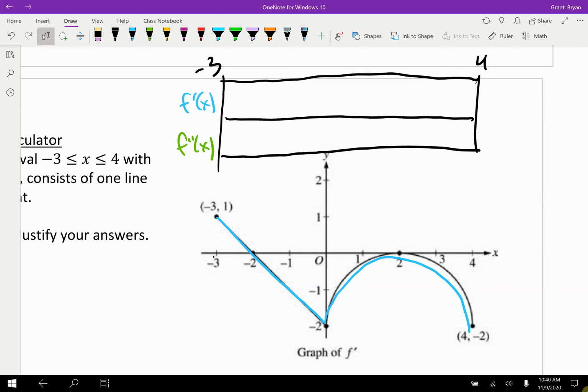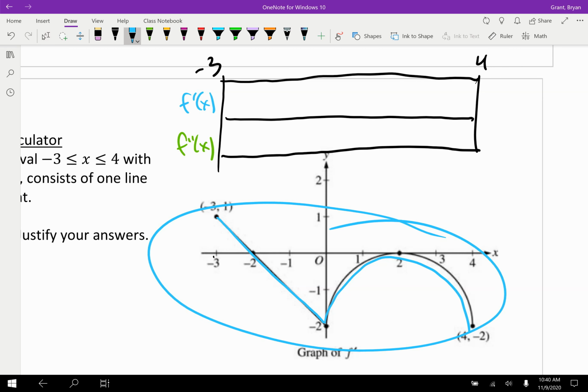I want to find critical points first. Critical points occur when f prime is 0 or undefined. This is not undefined anywhere. It would be undefined if there was a gap, but this is continuous, so f prime is defined everywhere. However, f prime is 0 in a few places. I see an x-intercept here and here. So -2 and 2. Cool.